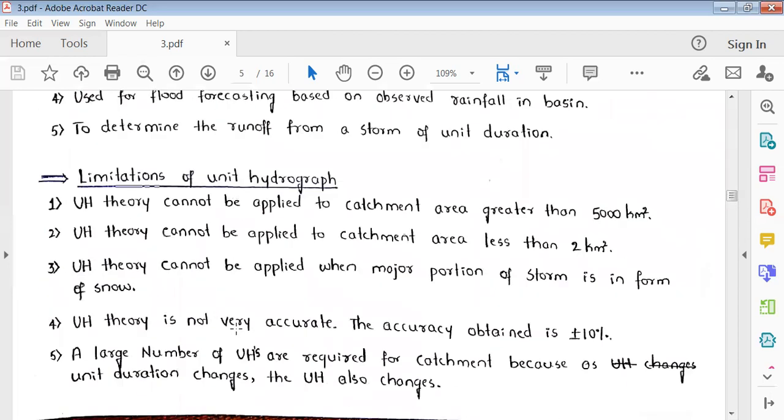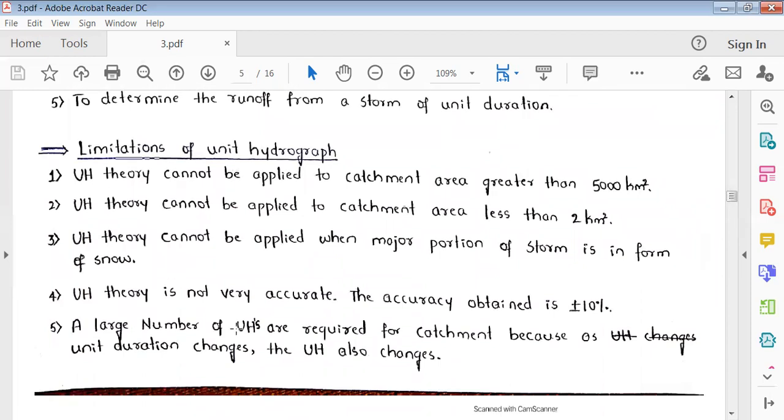Again, there are quite a few limitations. Unit hydrograph cannot be applied when the catchment area is greater than 5,000 square kilometers. And if it is less than 2 square kilometers also, it cannot be used. And it cannot be used when there is snowfall. If the storm is in the form of snow, again this cannot be applied. And the unit hydrograph theory is not that accurate; obviously there will be an error of plus or minus 10%.